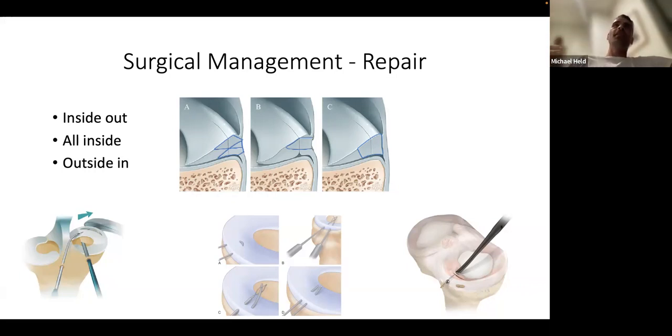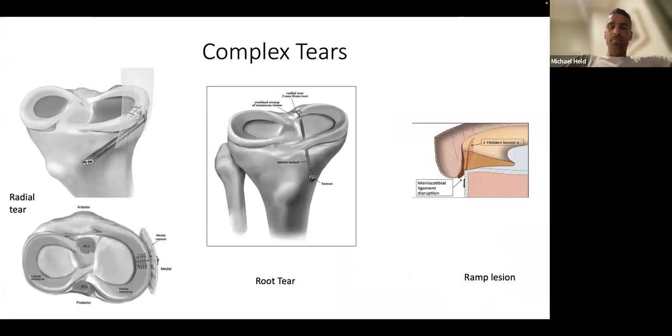The outside in techniques are better for the front of the meniscus, the anterior part, where it's almost impossible to do an all inside suture because of the placement of the devices that you've got available. And so this is a way to do an outside in suture, and this is an all inside suture. I think we've done it at the cadaver workshops, and you know about this.